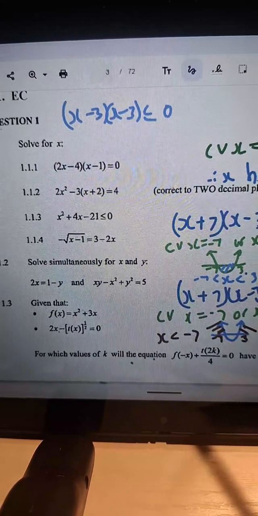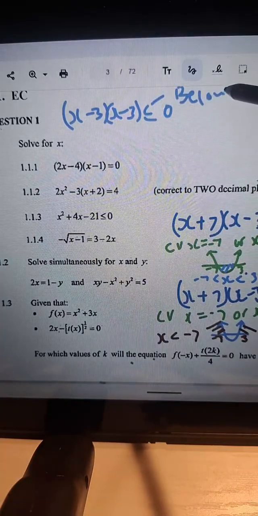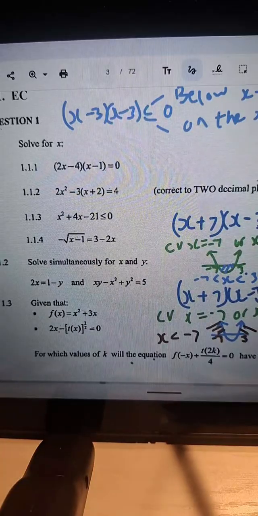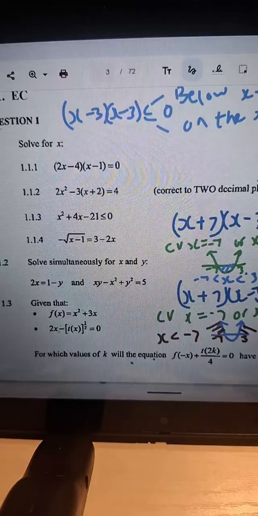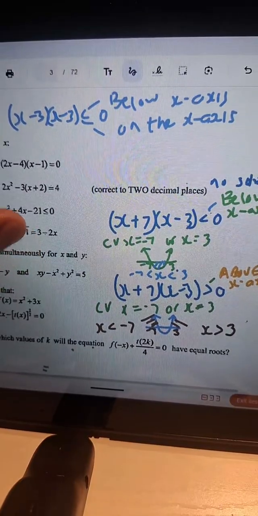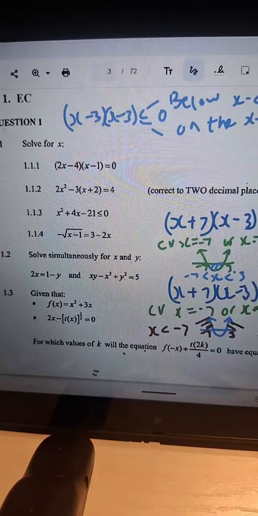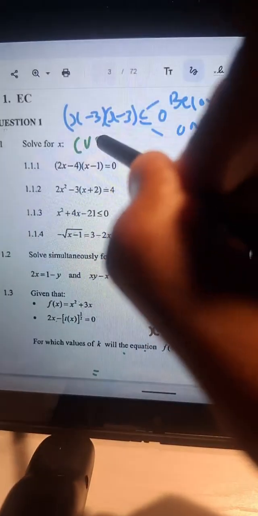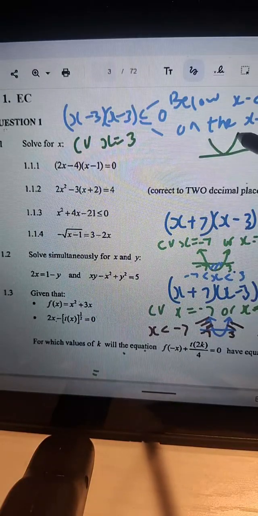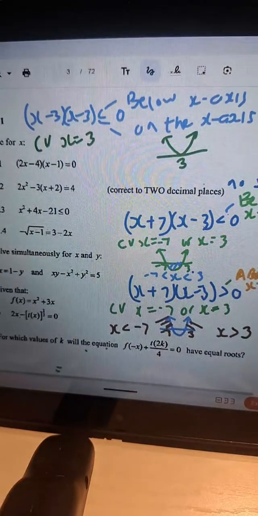All right, let's look at this one, guys. If it says less than or equal to 0, remember we explained that less than means below the x-axis, but equal to 0 means on the x-axis. So when we read it, we say less than or equal, to accommodate both conditions. Let's write the critical values first. Critical value: x is equal to 3. Graphical representation: 3.